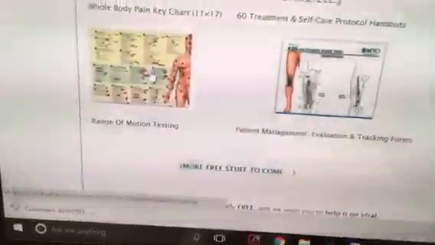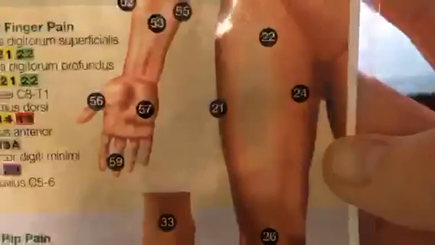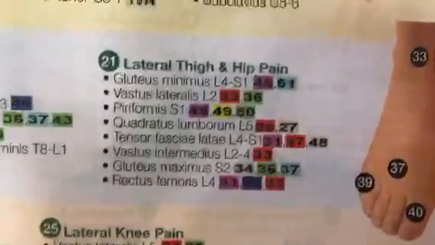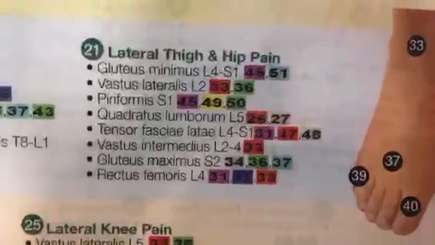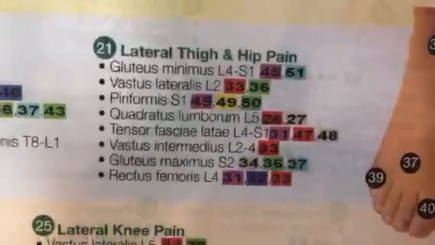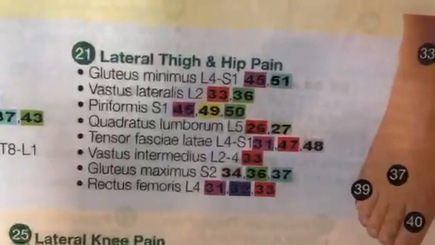So here's the master chart that tells you every part of the body, the pain key numbers, and which muscles cause what. So here we're going to be looking at pain key number 21. And if you just shoot on over to 21, you see 21, lateral thigh and hip pain. And there the muscles are listed in ranking from the most likely to the least likely to cause pain in that region. So tonight our first muscle will be the gluteus minimus.